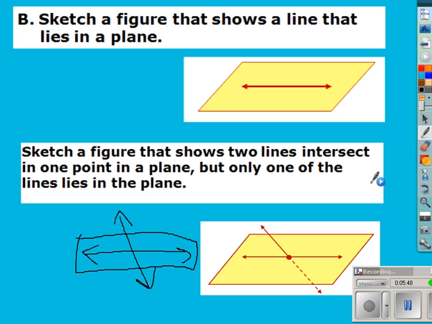So you'll have questions like this where you have to sketch figures and draw pictures of what they're talking about. And that's the end of section 1.1.